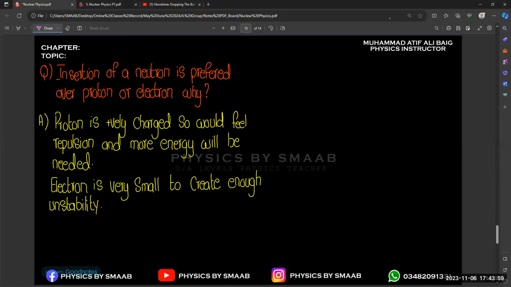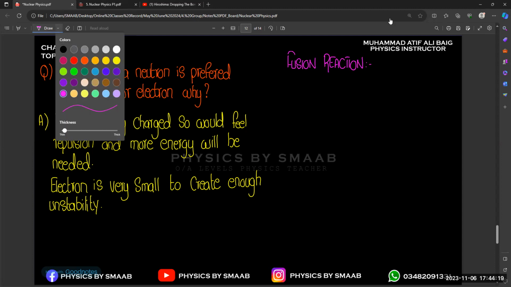Okay, the second type of reaction is known as fusion reaction. So basically, we sometimes get confused between fission and fusion.